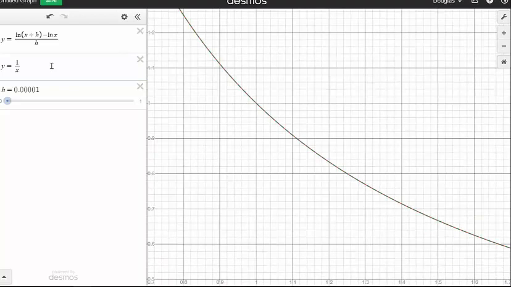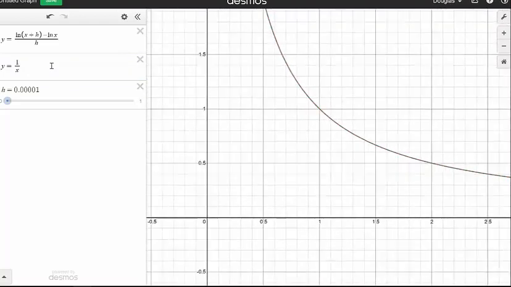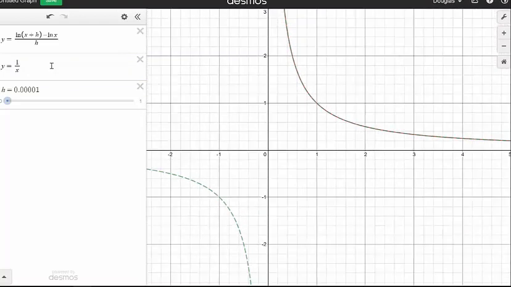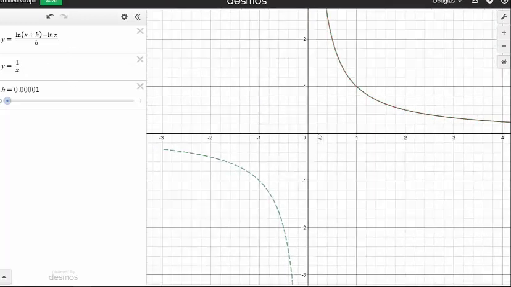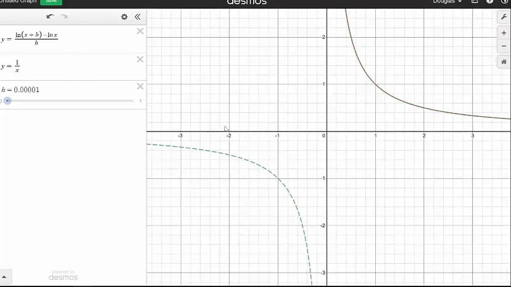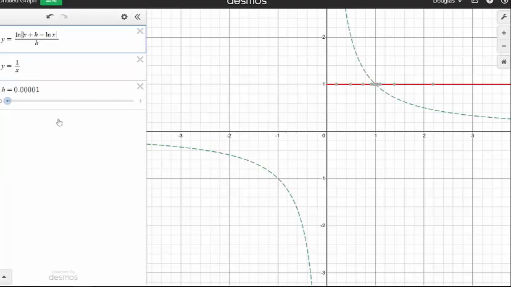Now you may notice that our function is not defined on this side. And that's because we can't take the natural log of a negative number. Now what if we're looking for the natural log of the absolute value of x?